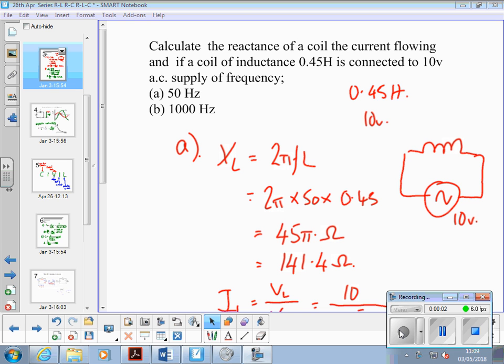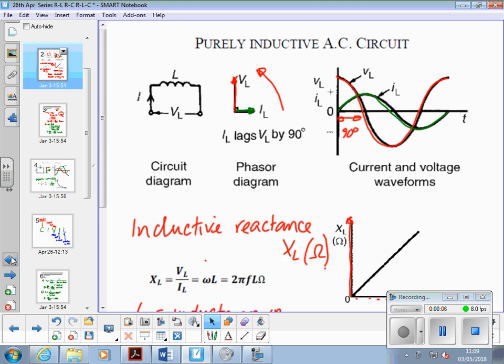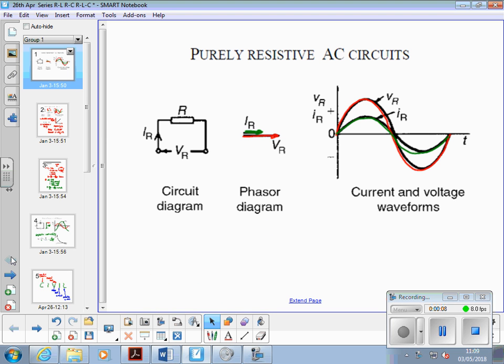We got to pick up where we left off last week. Just a brief resume that fully resistive circuits give us current in green, voltage in red, in phase with each other.